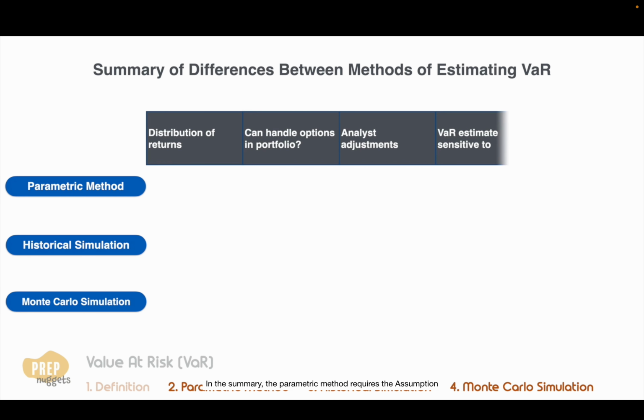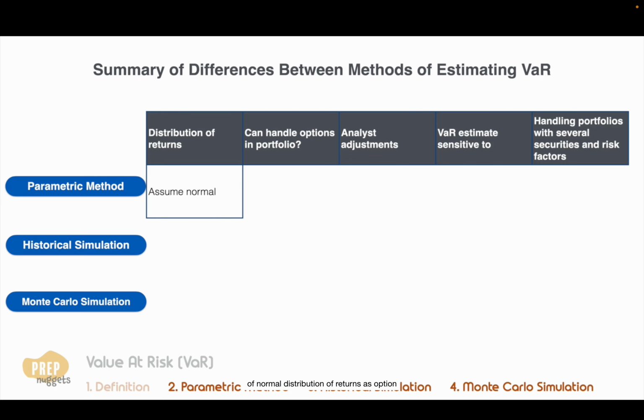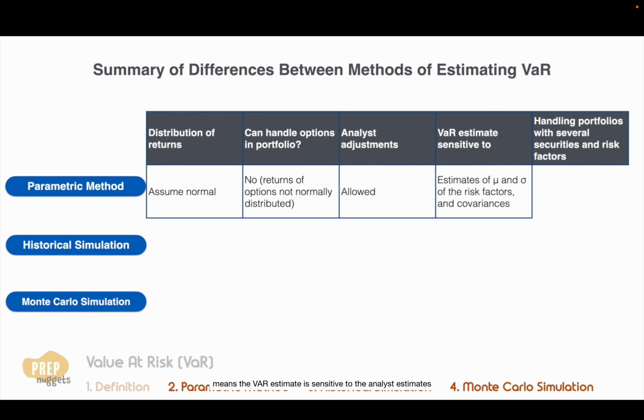In summary, the parametric method requires the assumption of normal distribution of returns. As option returns cannot be modeled with a normal distribution, the method cannot handle certain securities like options. The analyst can make adjustments to statistical estimates, but that also means the VAR estimate is sensitive to the analyst's estimates of the mean and standard deviation of the risk factors and the covariances between them. Another disadvantage is that the modeling can get very complicated for portfolios with several securities and risk factors.